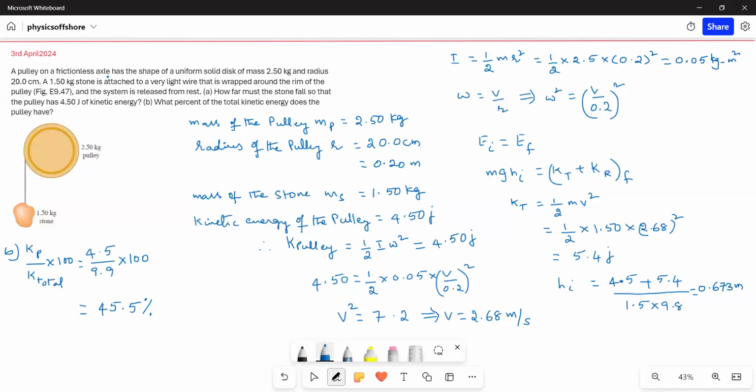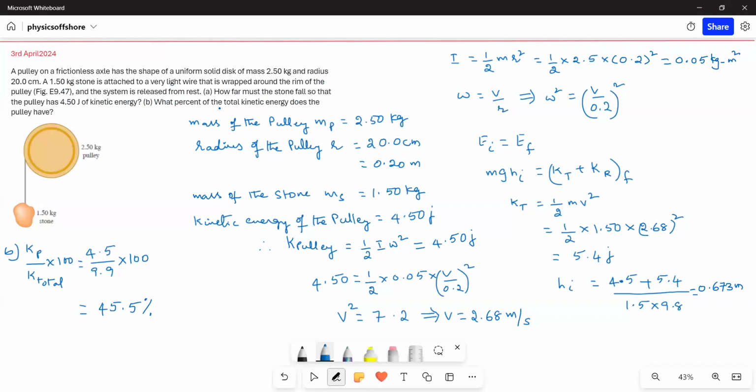A pulley on a frictionless axle has the shape of a uniform solid disk of mass 2.5 kilograms and radius 20 centimeters. A 1.5 kg stone is attached to a very light wire that is wrapped around the rim of the pulley, and the system is released from rest. A. How far must the stone fall so that the pulley has 4.5 joules of kinetic energy?